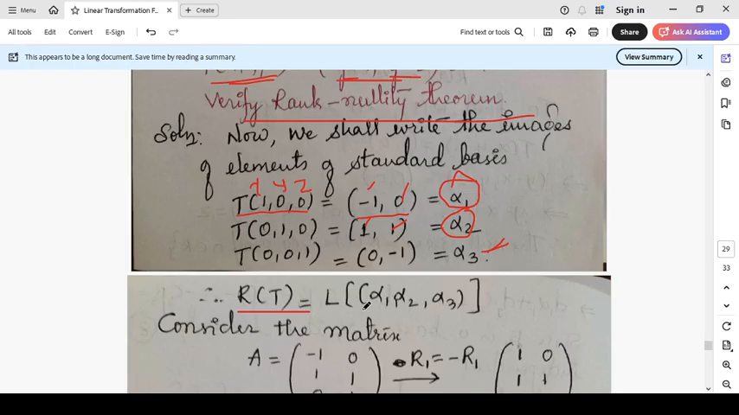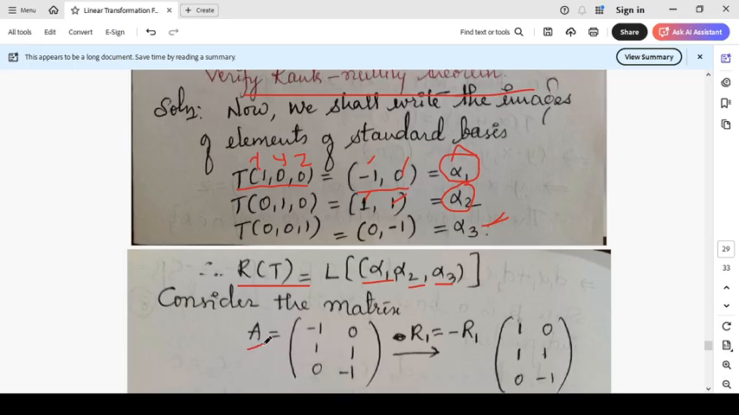the span of the transformations alpha 1, alpha 2, alpha 3. Okay, how do we write these terms in the matrix? Already we have discussed it. So matrix A: why do we need to construct the matrix? We need to find the rank, right? For that purpose we need to construct the matrix first. So write it down like that: -1, 1, 0. Next 0, 1, -1.